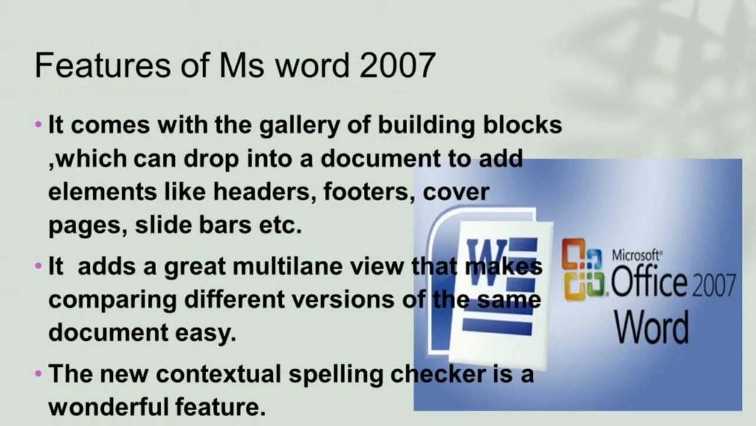Features of MS Word 2007. MS Word 2007 was developed by Microsoft Corporation. It has gained its popularity due to its advanced features. Some of them are: it comes with a gallery of building blocks which can be dropped into a document to add elements like headers, footers, cover pages, sidebars, etc. It adds a great multi-pane view that makes comparing different versions of the same document easy. The new contextual spelling checker is a wonderful feature in MS Word 2007.